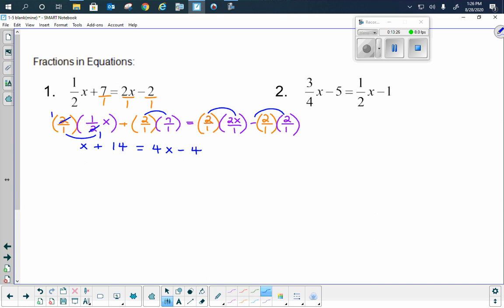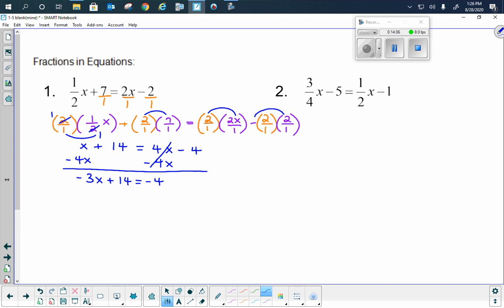So notice, very first step, if you do it correctly, you should have no fractions. If you still have a fraction, you didn't do the process correctly. The whole goal was to clear the fractions. And now it should be your normal steps, right? So we want to move things around. Maybe you're more comfortable with moving the x to the left, so I'm going to have to deal with some negatives. That's okay. If I subtract 4x from both sides, these are gone. You now have x minus 4x is negative 3x plus 14 equals negative 4.